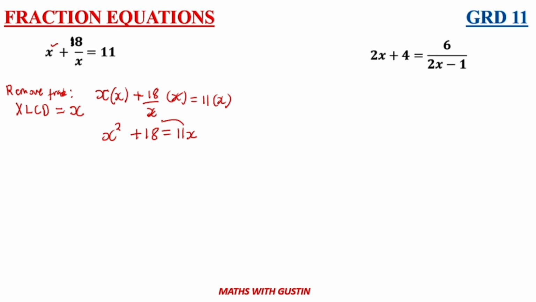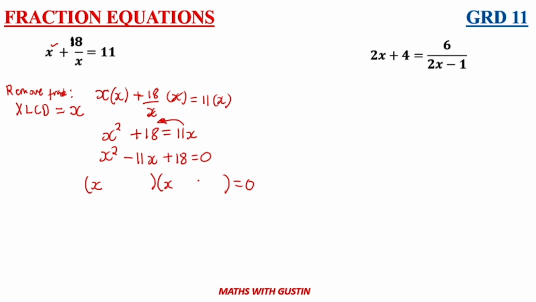Therefore, we take 11x to the left-hand side. We have x squared minus 11x plus 18 equals 0. Once you're here, I can't emphasize enough that factorization is very, very critical in mathematics, especially from grade 10 up until grade 12. You need to factorize in order to solve for x. We know that this is a trinomial, x by x.